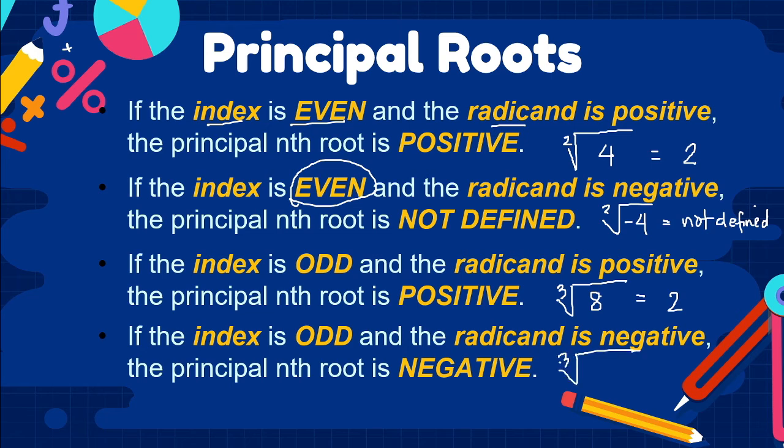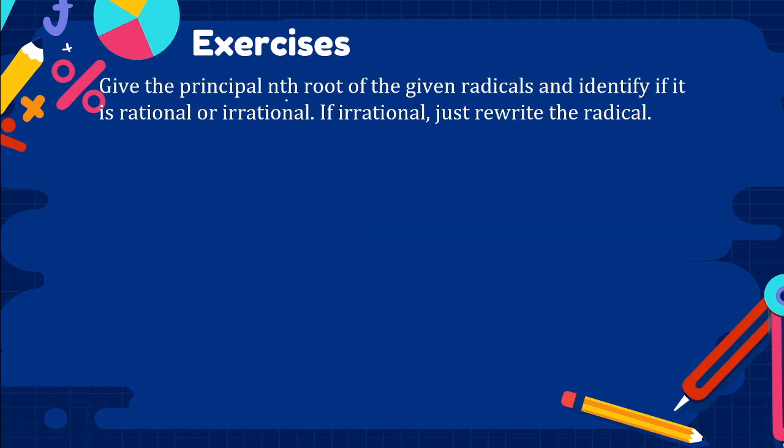For example, cube root. Our index is 3, which is an odd number, and our radicand is negative 8. The principal nth root is negative. It will be negative 2.